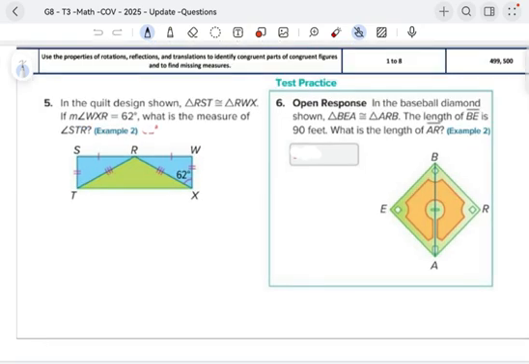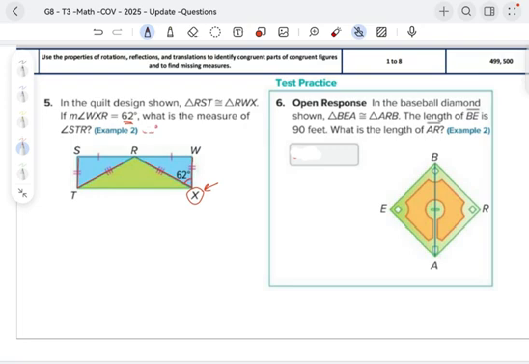Now for question number 5, it says that we have a design shown with a triangle RST is congruent to triangle RWX if the measurement for WXR equal to 62. When we say measurement for angle WXR, we mean this angle. From W, go to X and then go to R. You're gonna make an angle. This angle measures 62. The measurement for angle X equals 62. What is the measure for STR? This is the angle that they are asking about.